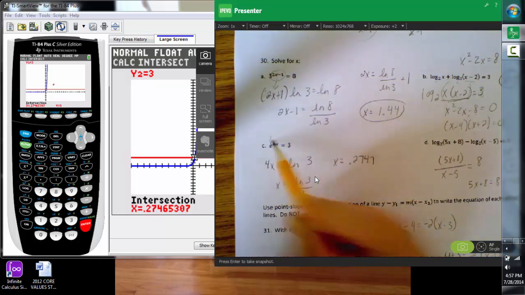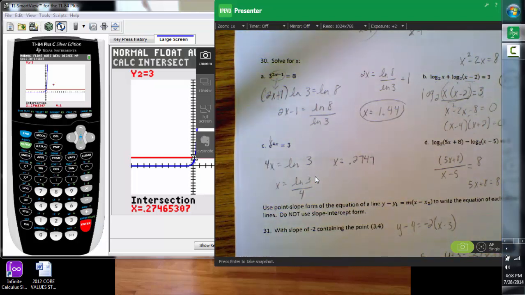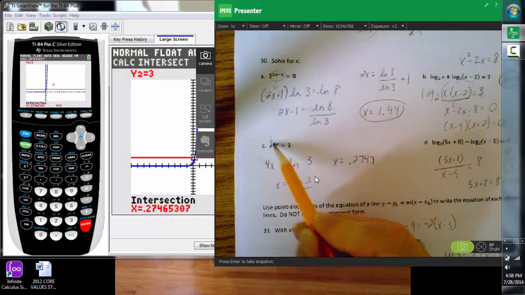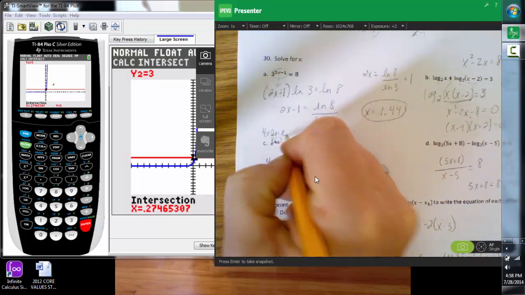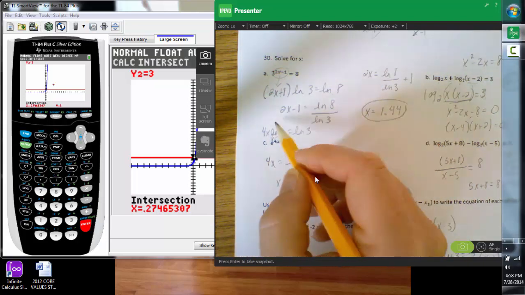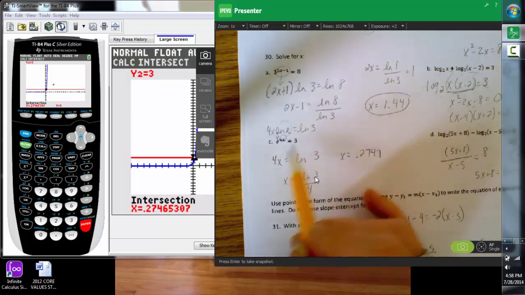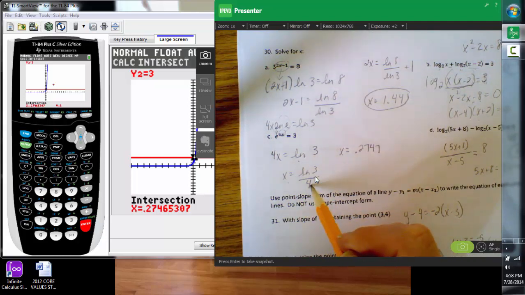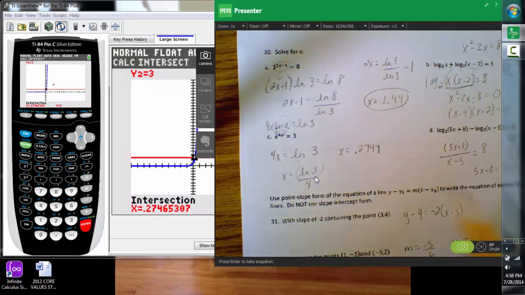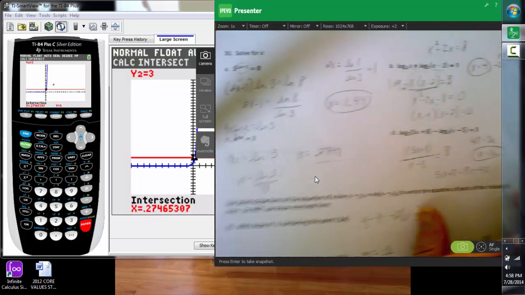Anytime you have an e in a problem, you're going to have to use natural logs to solve. So again, the rule of the exponent goes out in front. So this really says 4x ln of e equals ln of 3, but the ln of e is 1. So you really just have 4x equals ln of 3. So x equals the ln of 3 divided by 4. Remember, you'd have to put this in parentheses. That would give you that answer.